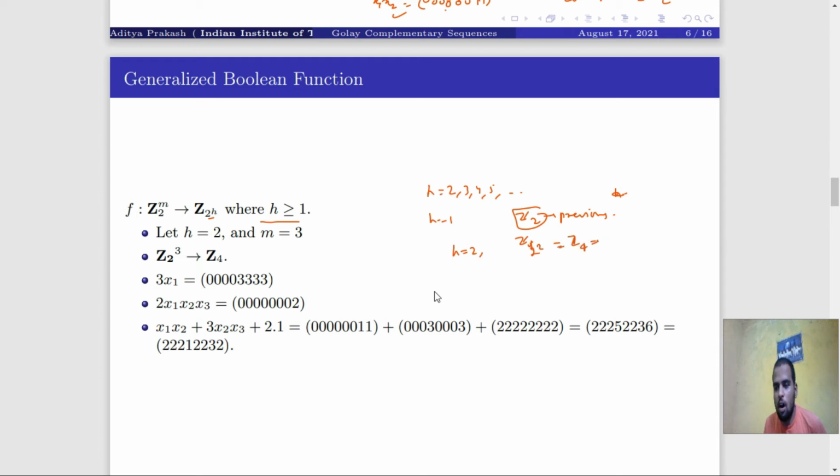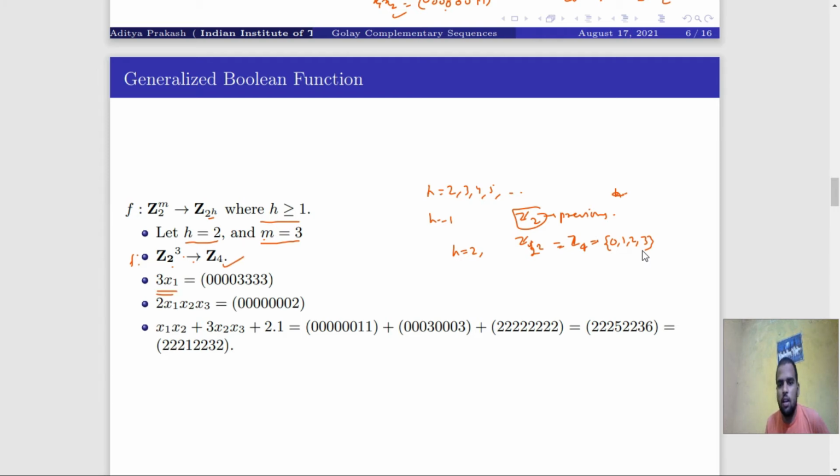Okay, and Z4, that is, only 4 elements are used, that is nothing but 0, 1, 2 and 3. If we get more elements, then we can simply divide by 4. Now suppose we take h equal to 2 and m equal to 3. Let's just take a simple example. That means f is defined in such a way, Z2 3 to the power Z4. We can get a 3x1.